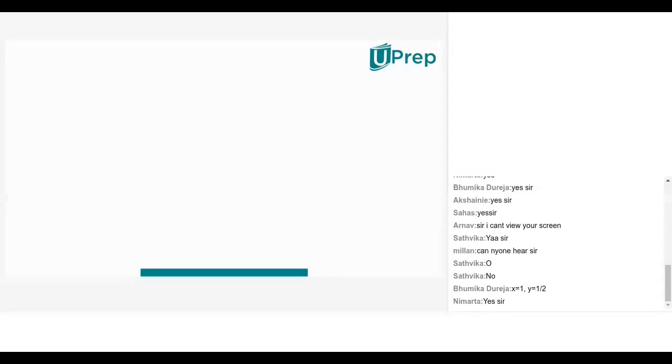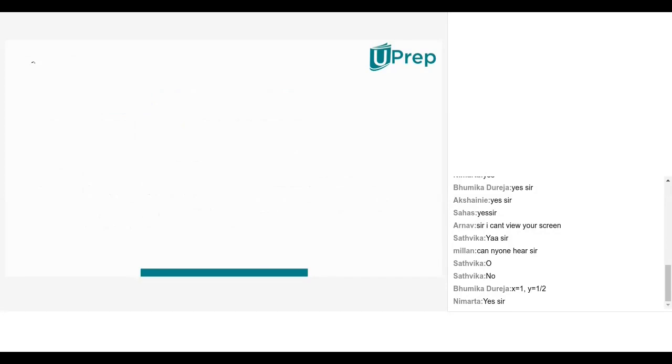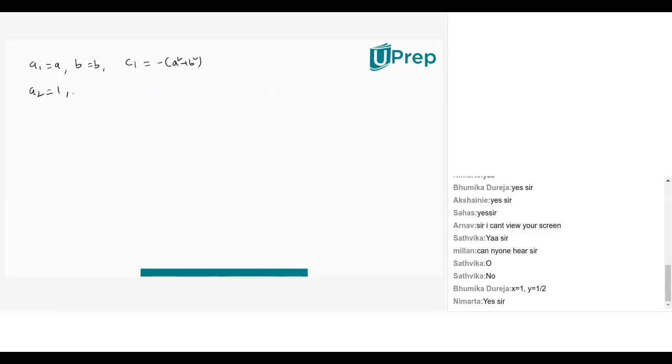Let me explain. x is nothing but b1 c2 minus b2 c1, by... let me take all those values on the next page. a1 is a, b1 is b, and c1 is minus of a square plus b square. a2 is 1, b2 is 1, and c2 is 2a. So what is x?